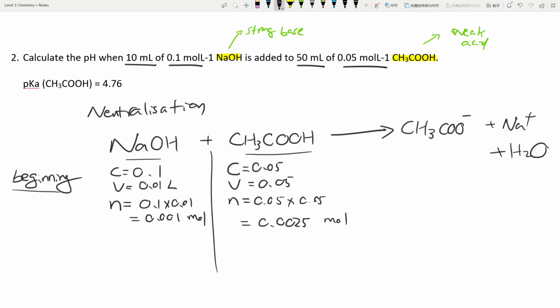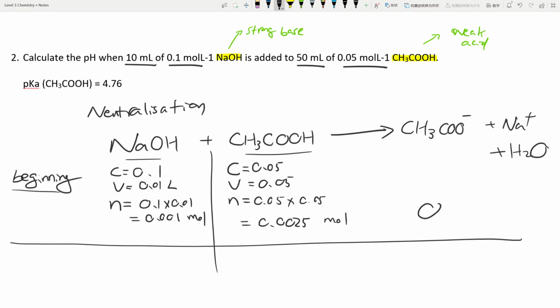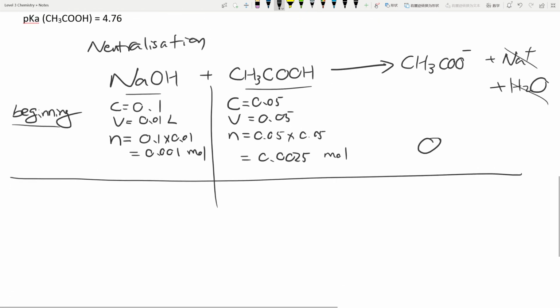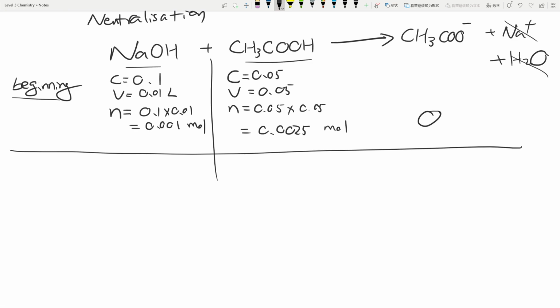So this is before anything has happened, and over here I have 0, and I don't really care about those. Sodium and water I'm not interested in. At the very beginning, I don't have any of the products yet because I haven't mixed them. So in my sodium hydroxide beaker or test tube, I have 0.001 moles of sodium hydroxide sitting there. In my CH3COOH, I have this many moles of CH3COOH molecules sitting around. After I mix them, this will be 0. Why is that? Because the 0.001 is going to be completely neutralized.